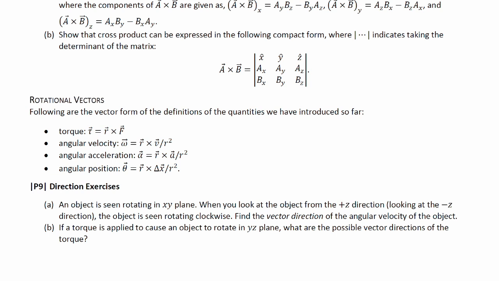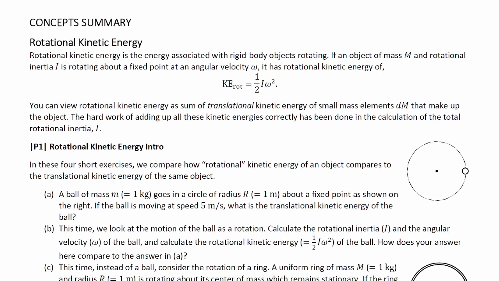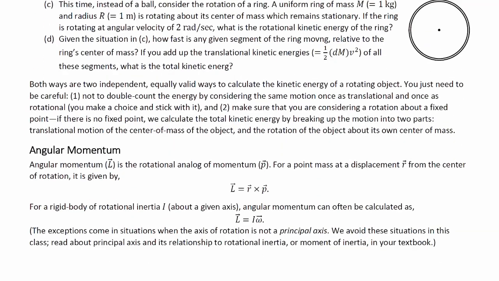Torque is r cross F. Angular velocity is based on r cross v divided by r squared to make the units come out right. Angular acceleration is based on r cross a, and angular position vector is based on r cross delta x. And for angular momentum, its definition is L equals r cross p, but often it'll be equal to rotational inertia times angular velocity in most situations in this class.